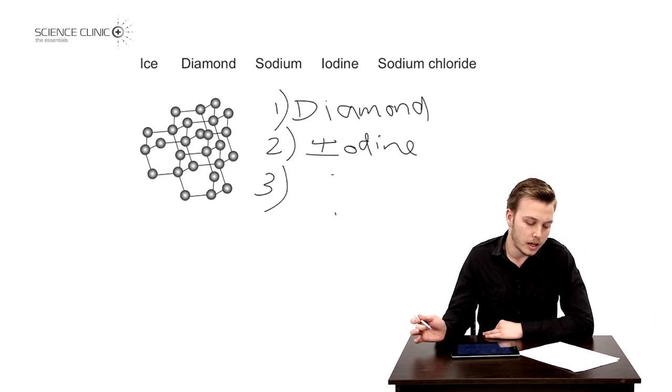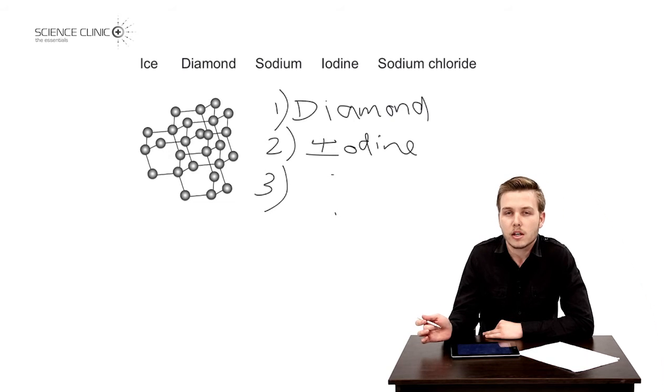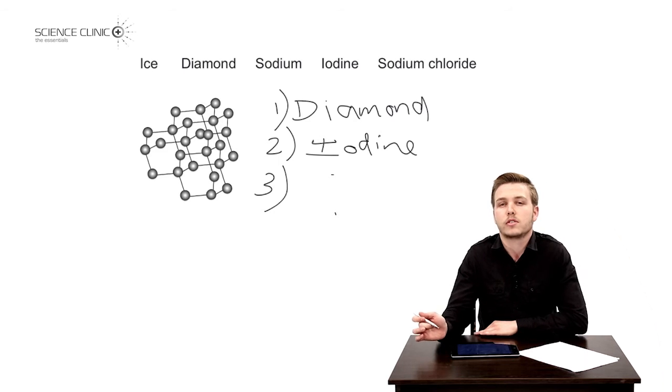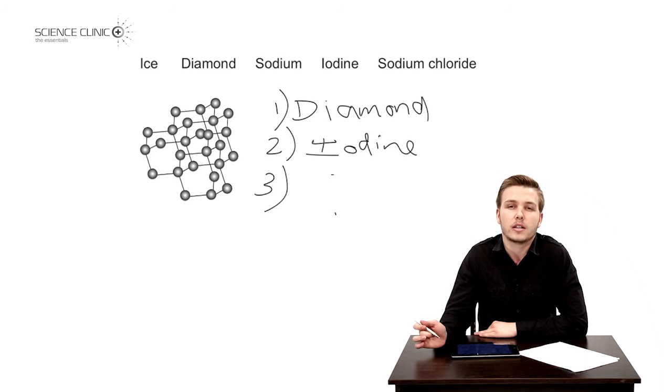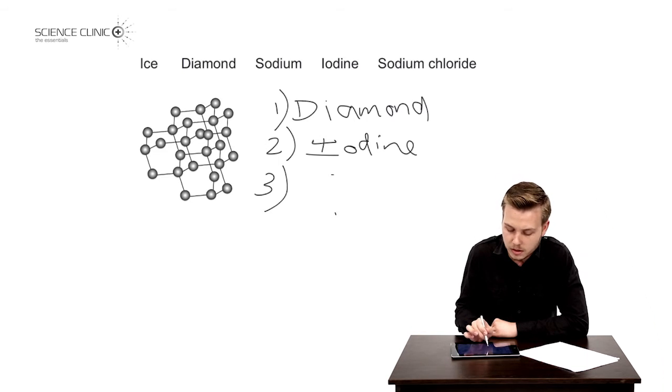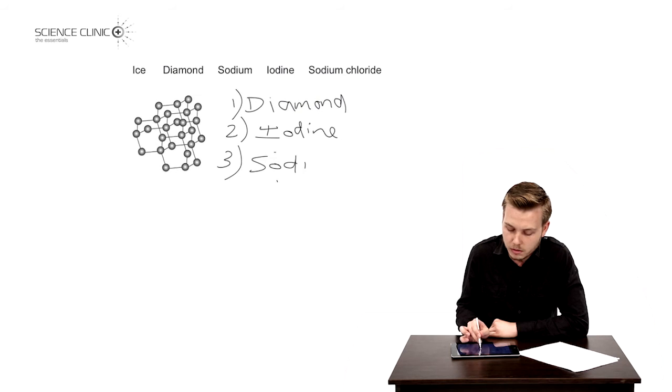Number 3 says an excellent conductor of electricity only in the molten state. So that would be sodium chloride. In the solid state, it's not able to conduct electricity because those charge carriers, the ions themselves, the positive sodium and the negative chloride ions, are stuck in their crystal lattice, so they cannot flow to form a charge. But in its molten state, in the liquid state of that crystal, it's able to move about freely, all those individual ions. So sodium chloride.